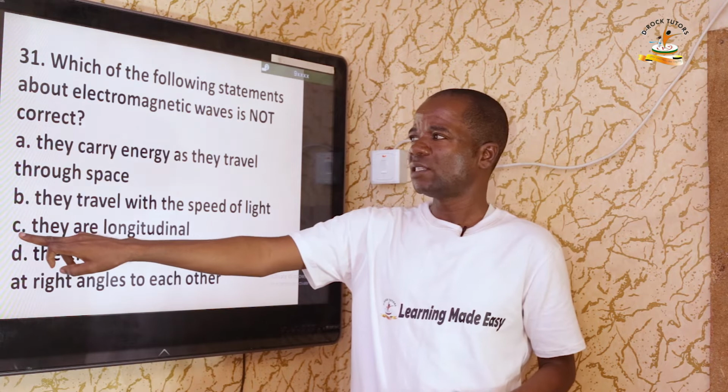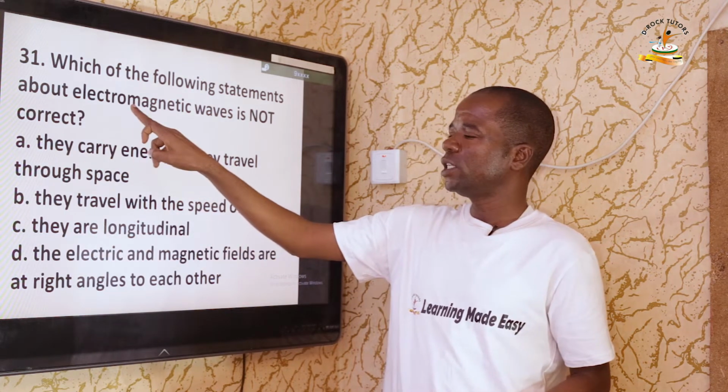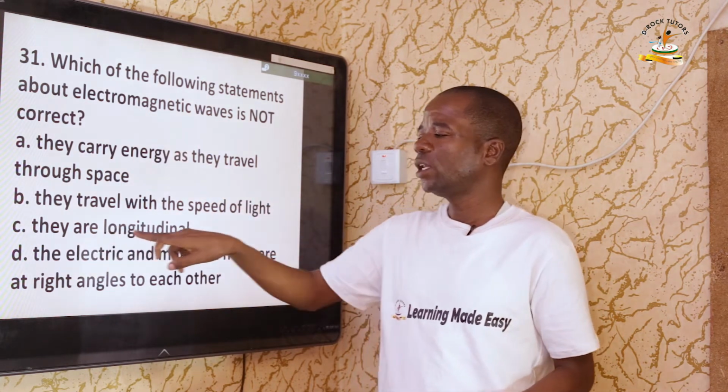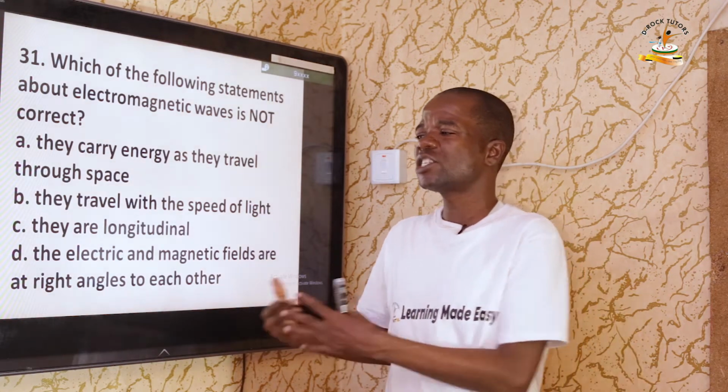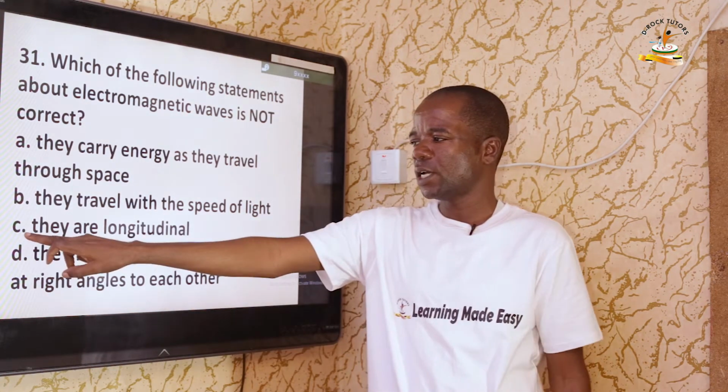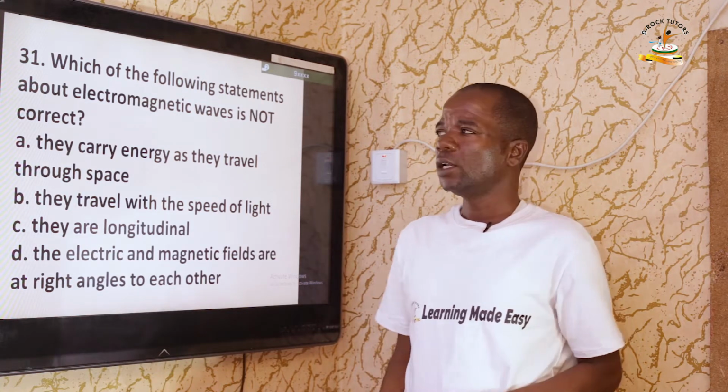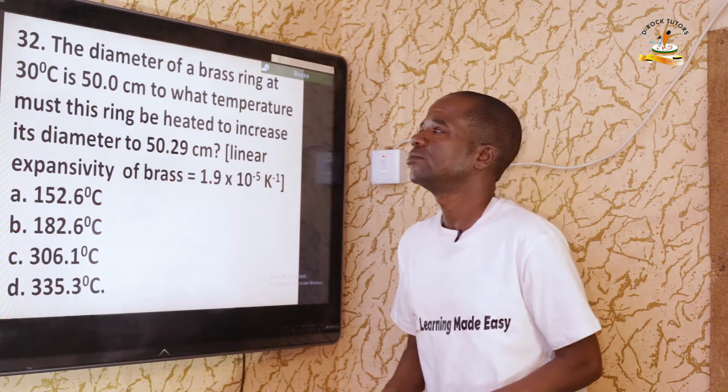So the statement that is incorrect about electromagnetic waves here is that they are longitudinal. They are not longitudinal. They are transverse in nature. The correct answer is option C. Let's go to number 32.